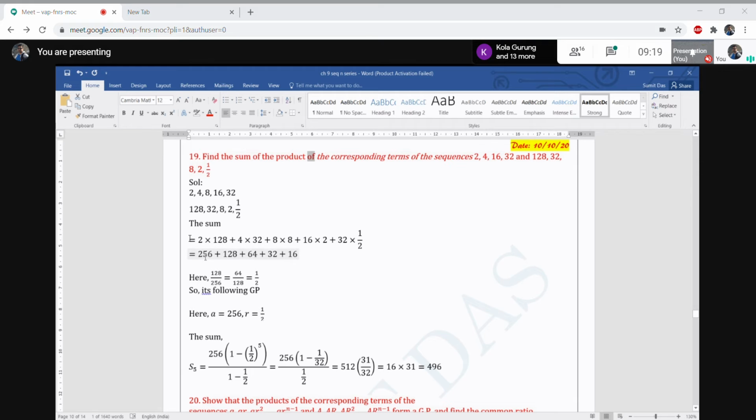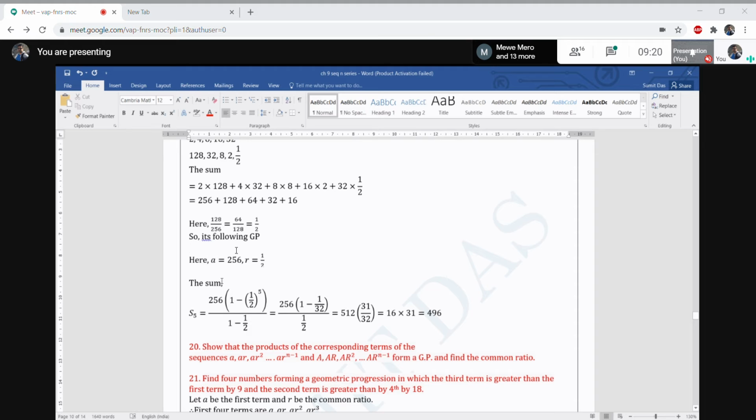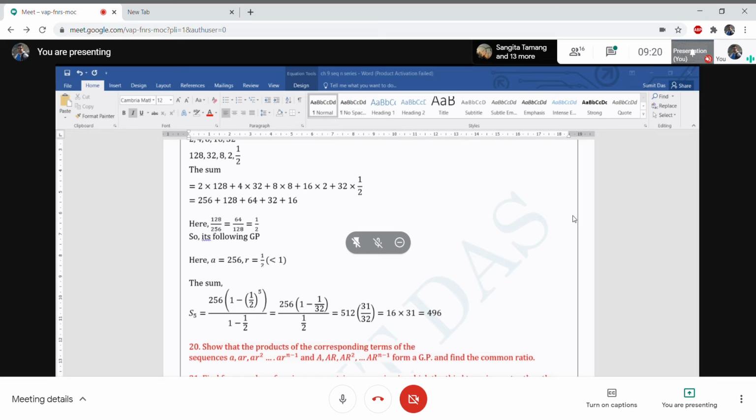Here 128 divided by 256 is actually 1 by 2, and this is following a GP. So here A is 256 and the common ratio R is 1 by 2. Okay, I wrote it here. For the sum, you can see R is less than 1, so we will use the first formula for Sn.